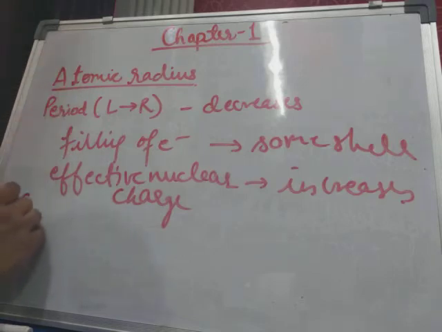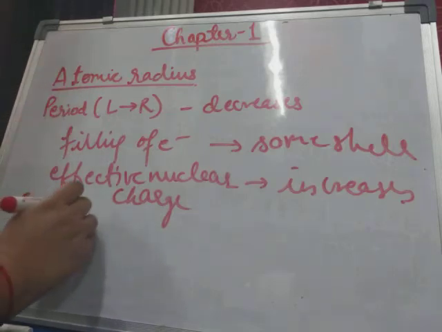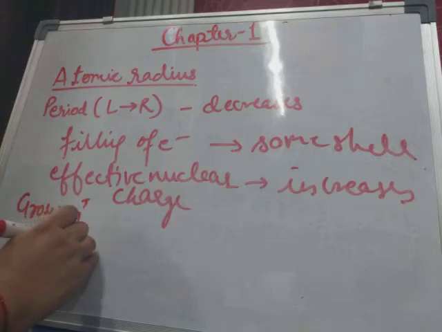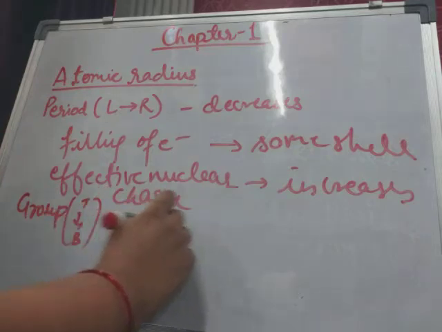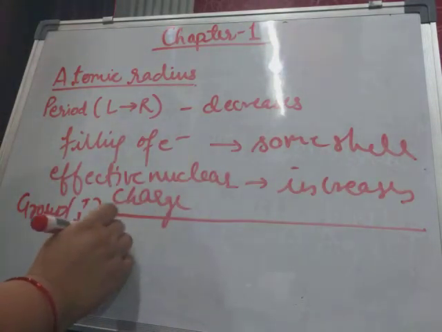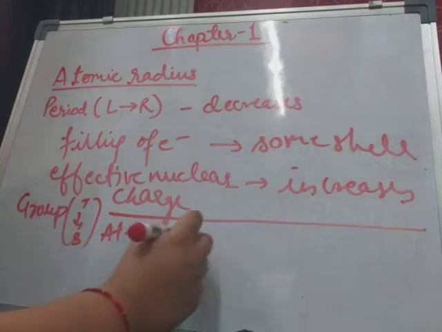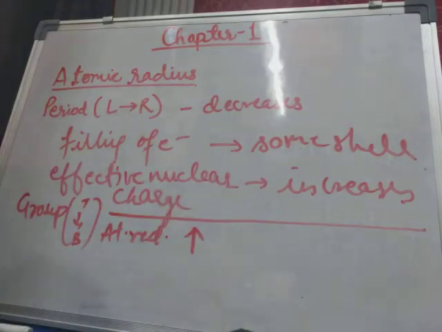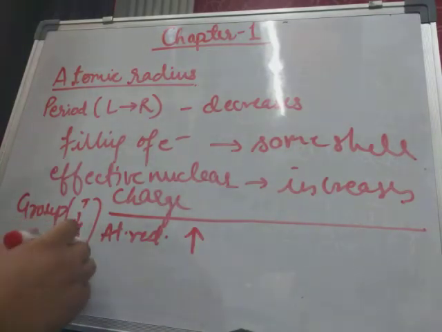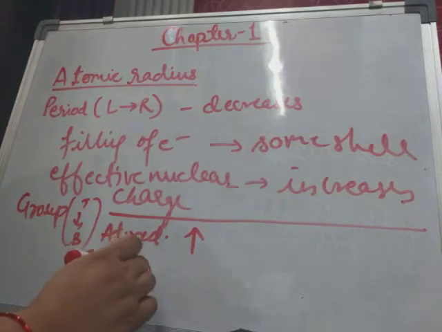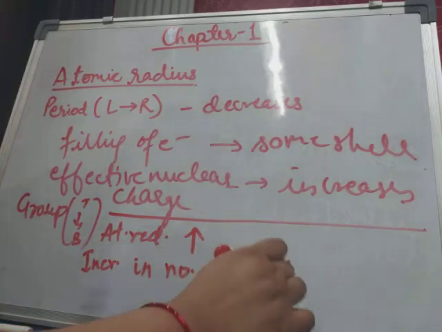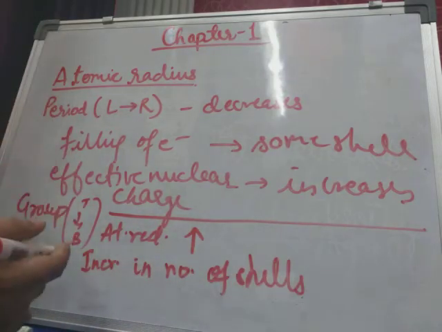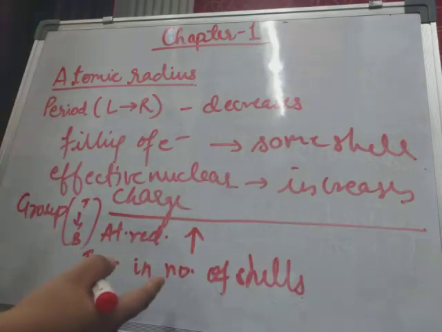If you are talking about a group, that means top to bottom, then in this case atomic radius increases. Why does it increase? Because of the increase in the number of shells. When we move from top to bottom in a group, the number of shells keeps on increasing by 1.